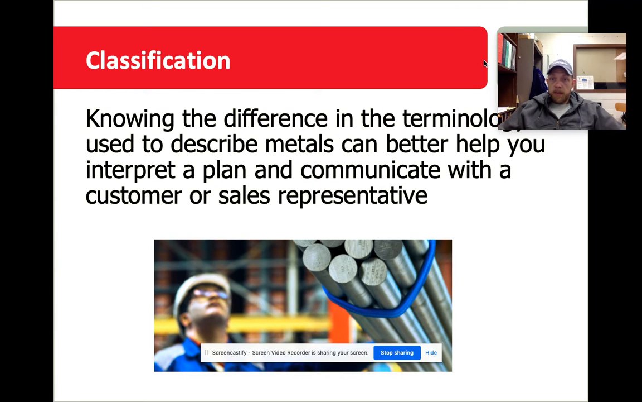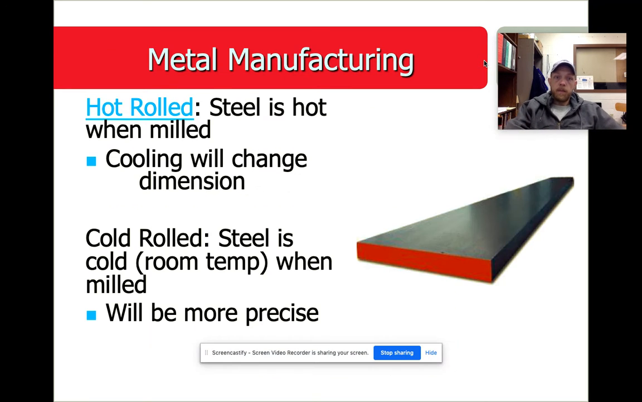It's also going to help us if we are in a fabrication shop, if we're ever making a repair for someone, better communicate with the customer. And if we go to buy something, we can better communicate with a sales rep. So as I go through this, I'll talk about some of my interactions with people and some confusion because they didn't know the different types of metals. So the first thing we need to talk about is what is hot rolled metal versus cold rolled metal.